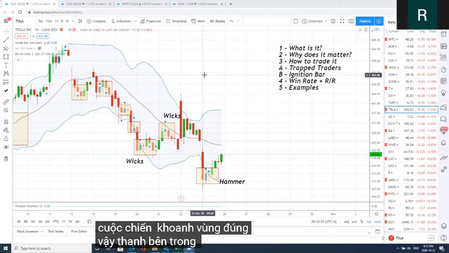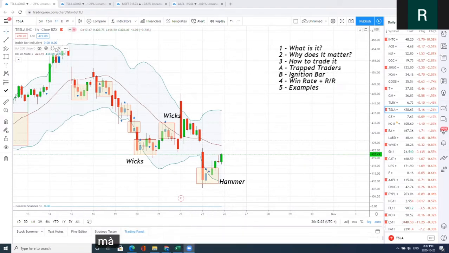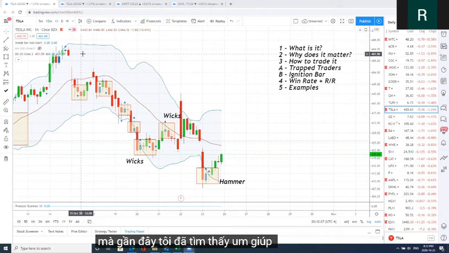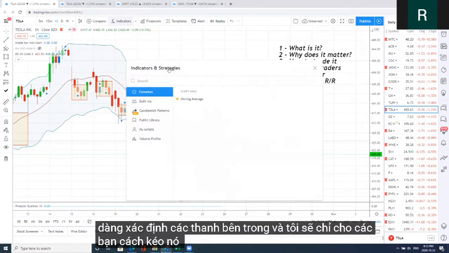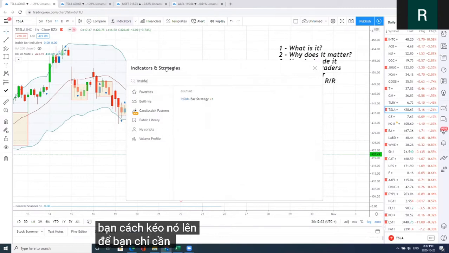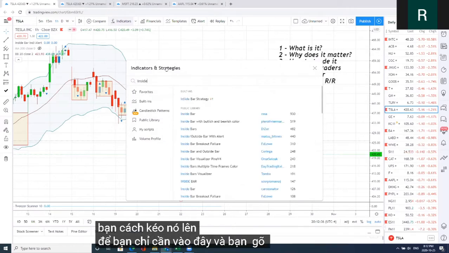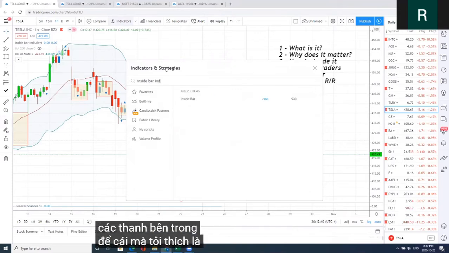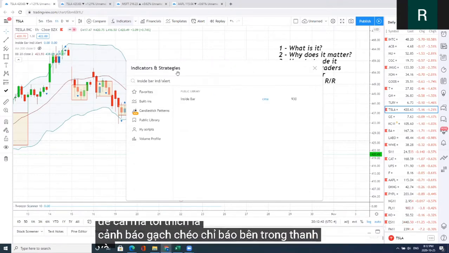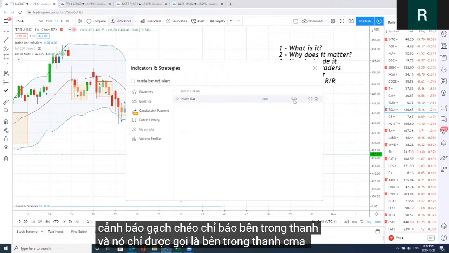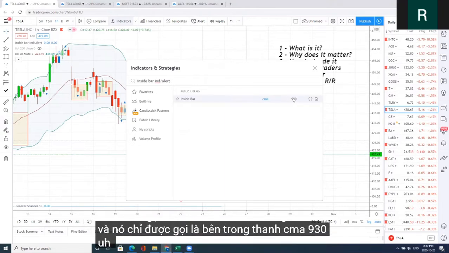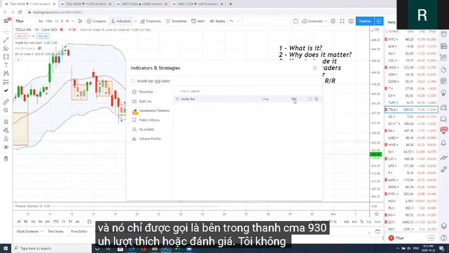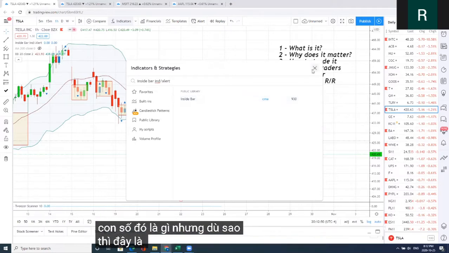So, in TradingView, there's this free indicator that I recently found that helps you easily identify inside bars, and I'll show you guys how to pull it up. So, you just go in here and you type in inside bars. So the one I like is inside bar indicator slash alert, and it's just called inside bar, CMA 930 likes or reviews. I don't know what that number is, but anyways, this is the one that I like.